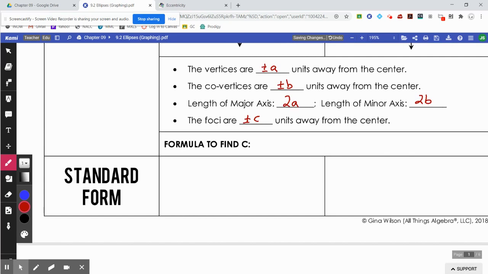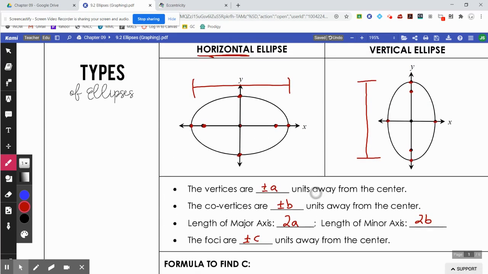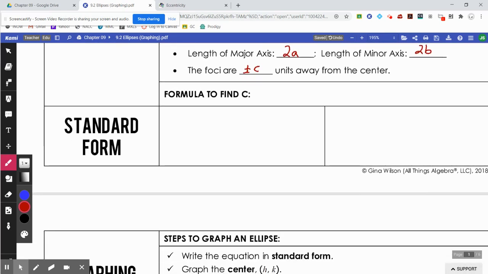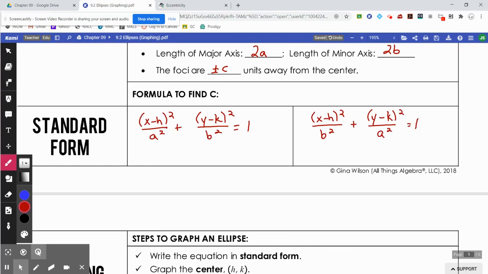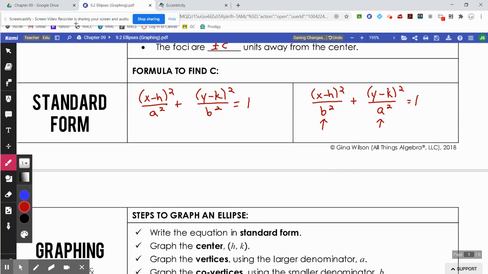Now here are your formulas for the two types, the horizontal and the vertical ellipses. And here they are. x minus h squared over a squared plus y minus k squared over b squared equals 1. And then the only difference here is the a squared and b squared are flipped. Very important to know this. a is bigger than b. In every one of these, a is the larger number. So if this is bigger than this number over here in your formula, then this is the a. If it's bigger over here, then that's the a. Remember that with an ellipse, a is always bigger.